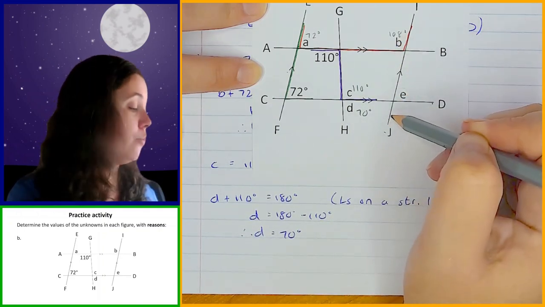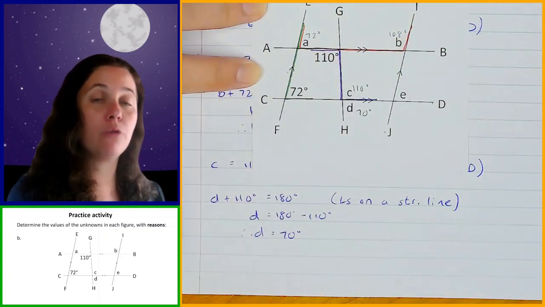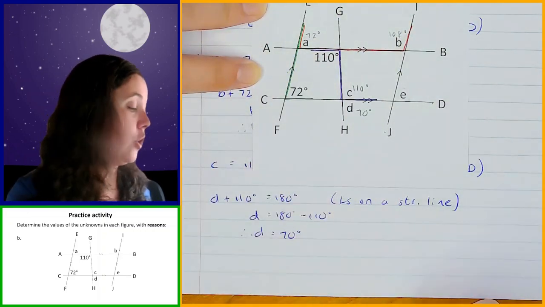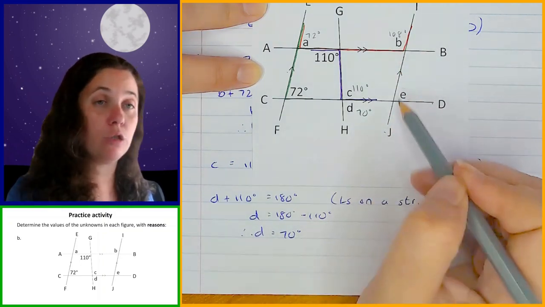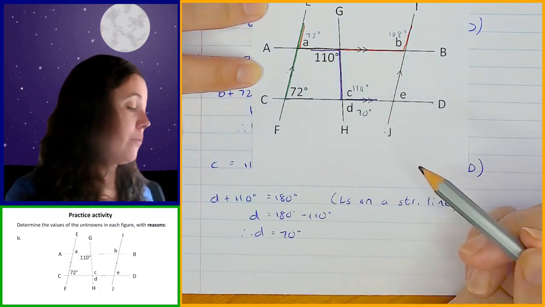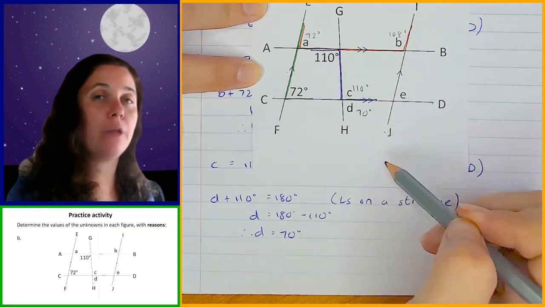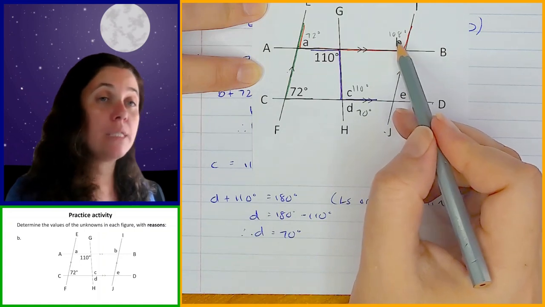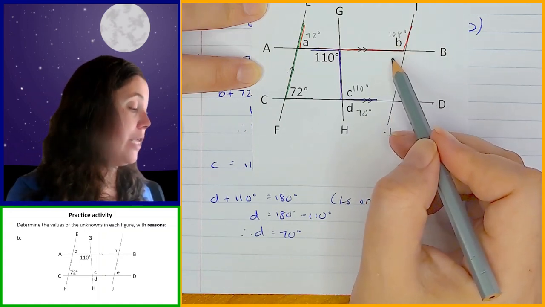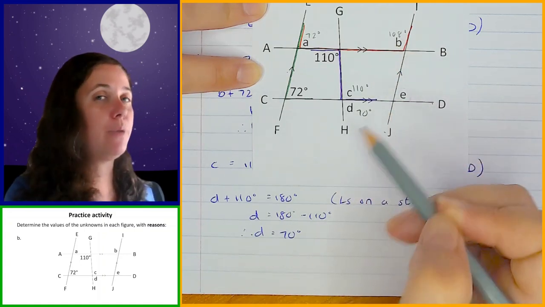So that's not going to help me with the three types of angles that I can get. It's not going to be corresponding or co-interior because they're on opposite sides of the transversal, and it is not alternate because they're not both between or both outside. So I'm not going to be using that. I could use that to work out another angle and then use that to work out E, but there might be a quicker way of doing it.